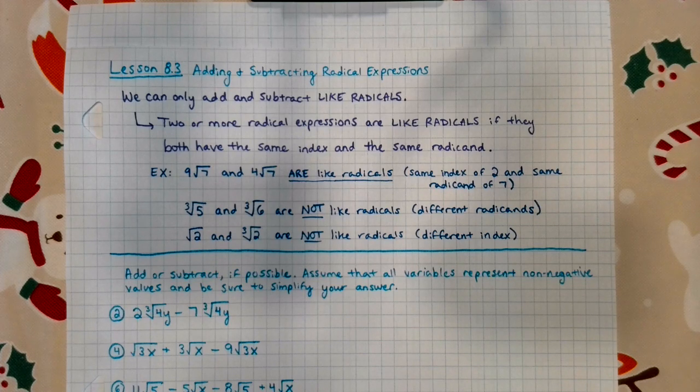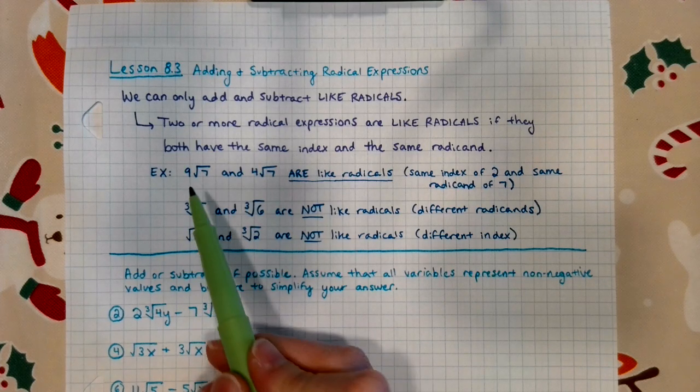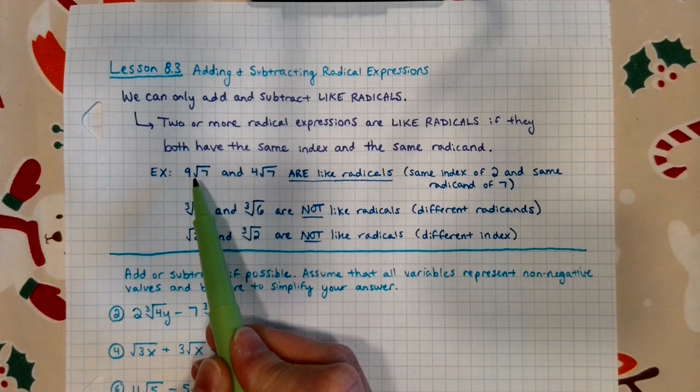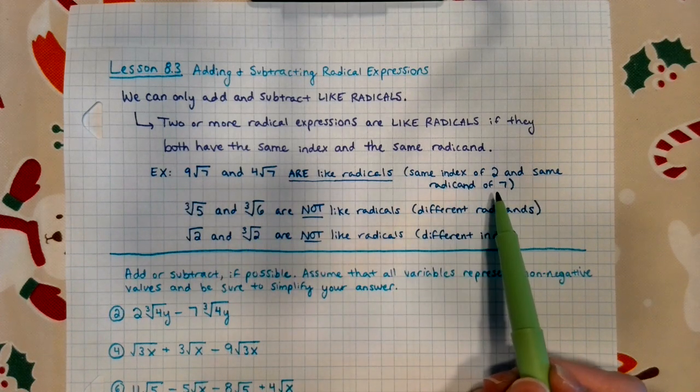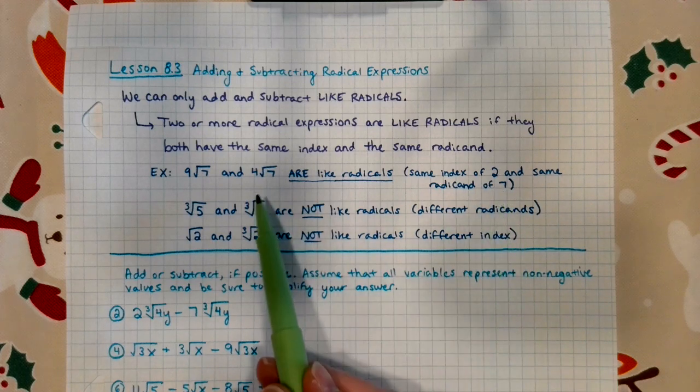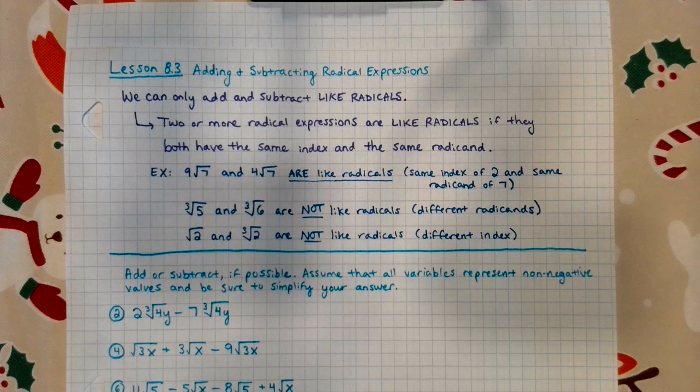So for example, if we have 9 square root of 7 and 4 square root of 7, these are like radicals because they both have the same index of 2, which remember is indicated by this radical here. So even though we don't write the little 2 in front of it, that means we're taking the square root, so it has that index of 2, and it has the same radicand of 7. So we would actually be able to combine these, or add or subtract them if it asks us to do either one. If we added the 2, they would be 13 square root of 7. If they asked us to subtract those 2, we would have 5 square root of 7. And we can do that because, again, these are like radicals with the same index and the same radicand.